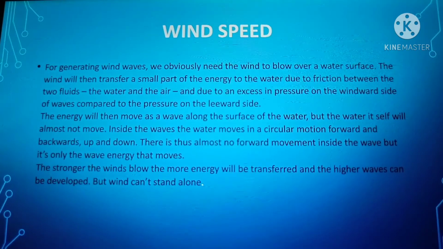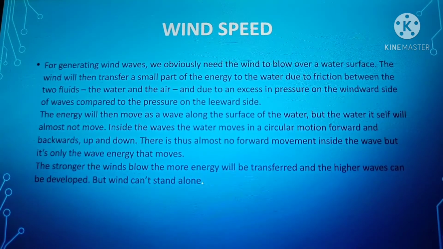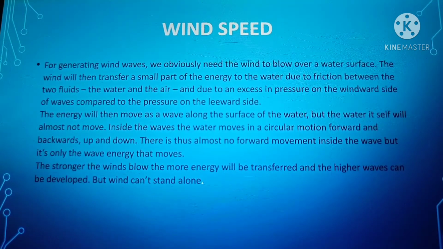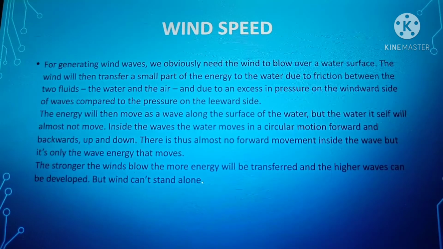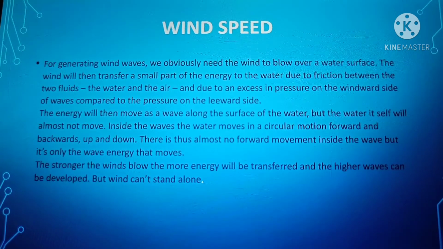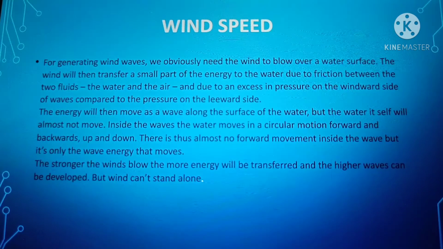Wind speed. For generating wind waves, we obviously need the wind to blow over a water surface. The wind will then transfer a small part of its energy to the water due to friction between the two fluids, the water and the air. And due to an excess in pressure on the windward side of waves compared to the pressure on the leeward side, the energy will then move as a wave along the surface of the water.